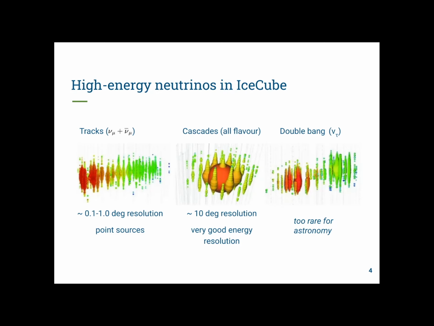And finally, worth mentioning the double bang expected from high energy tau neutrinos, although these are very rare and too rare for astronomy. So I will not cover this event. Actually, I will mostly focus on tracks.